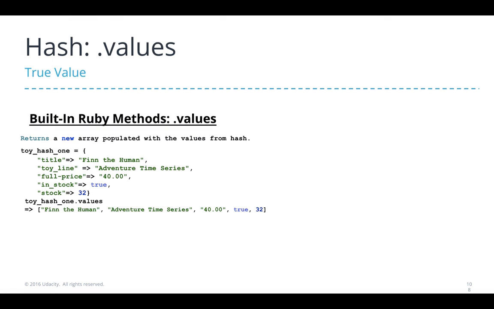Another built-in Ruby method for hashes is .values. It returns a new array populated with the values from a hash. So toy_hash_1 has a series of key-value pairs. If I call toy_hash_1.values, it will return to me an array of "Finn the human", "Adventure Time series", the string "40", true, and 32. Those are all the values that are associated with that hash.